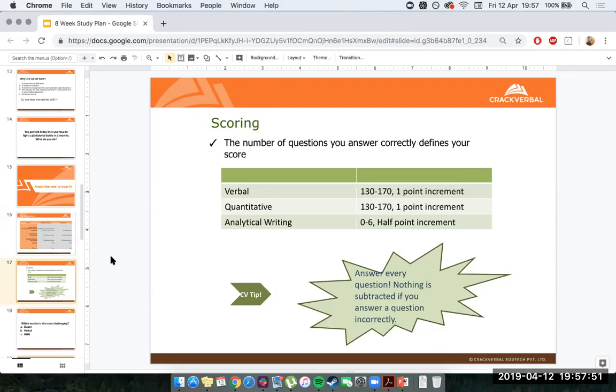With the AWA, you're scored separately altogether. It's a 0 to 6 score, and here you can have half points. You can't have quarter points though, but you can certainly have half points. And there you can see, right? The AWA is scored differently.